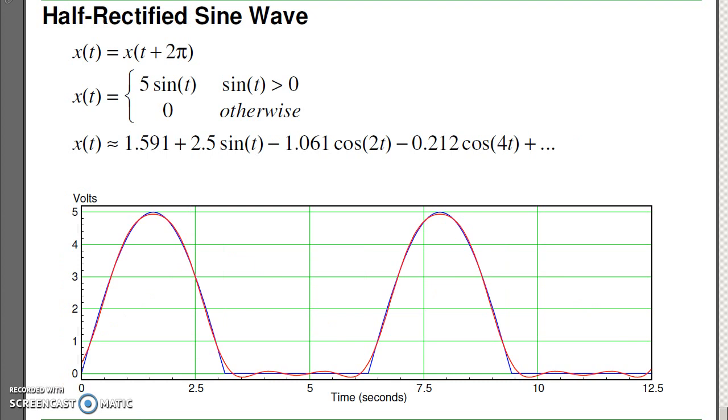Fourth example, half-rectified sine wave. If my function is periodic in 2 pi, this is where 2 pi is kind of nice, then I've got the first harmonic, second harmonic, fourth harmonic. The numbers work out a little bit nicer if we make the period 2 pi. So x of t is a half-rectified sine wave. Do the Fourier series approximation using MATLAB. Find the different terms, the DC term, first harmonic, second harmonic, third harmonic, add them all up, and get the red line.